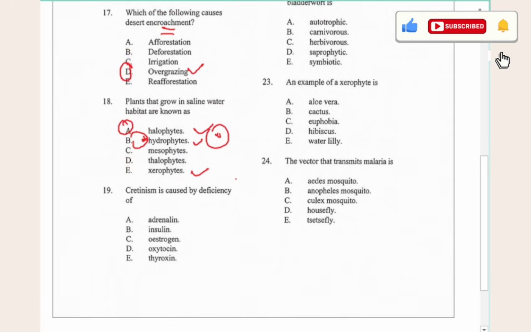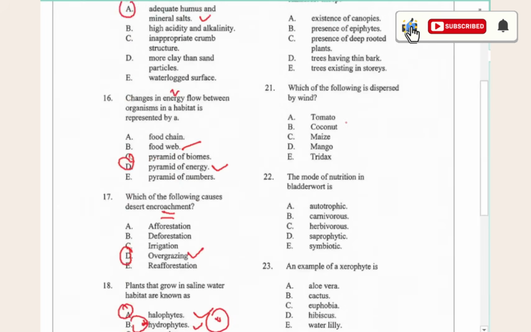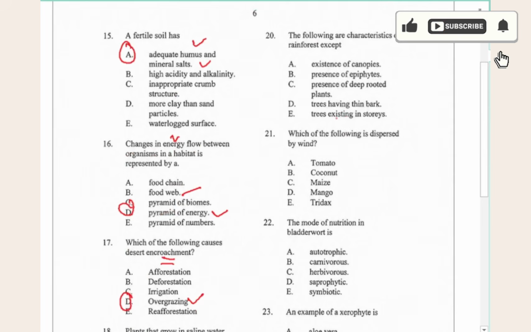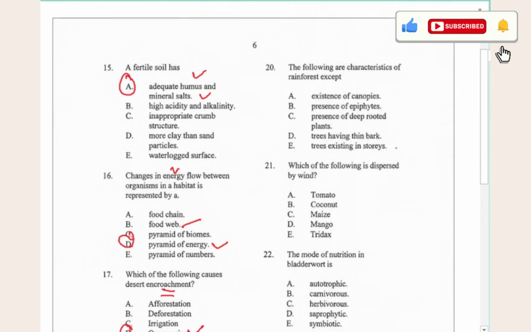Cretinism, number 19. Cretinism is caused by the deficiency of thyroxine. Okay, so try and find out the deficiency diseases for all of this. It's also in the video we made yesterday, so there's a whole lot for you to go and look at in that video. If you've not seen it, go and look for that video. It will help you in preparing for exams.